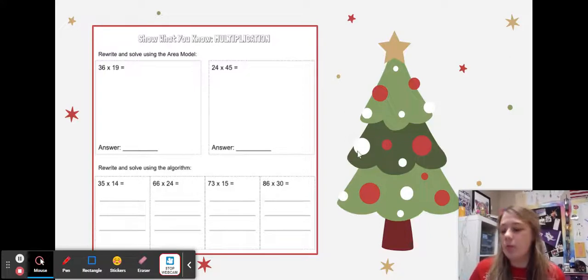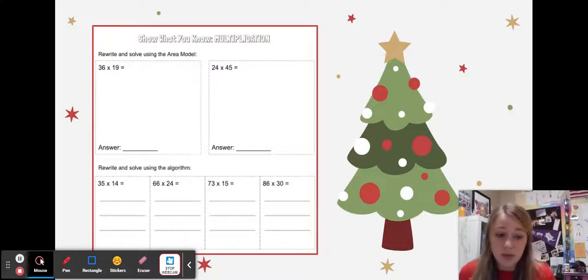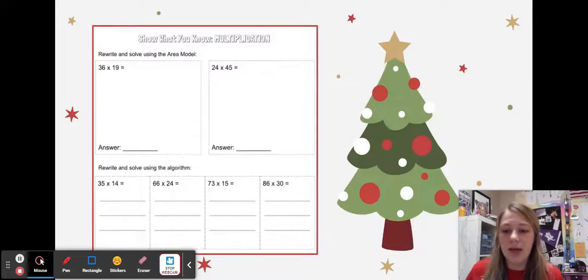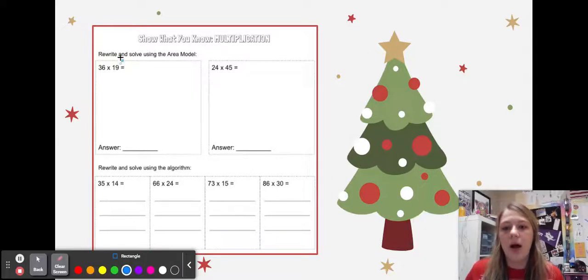For this one, you need to be really careful reading the instructions on here, because if it's telling you to solve using a specific strategy, you need to use that strategy, okay? If it says use area model and use the standard algorithm, even if you get the correct answer, it's not going to be correct, okay? We need to be reading those answer choices. So, our first section, it says to rewrite and solve using the area model.